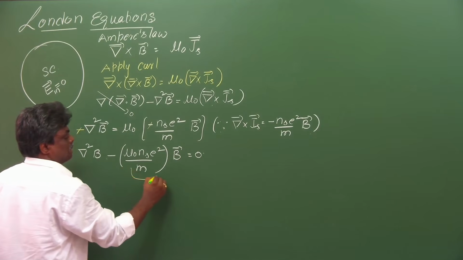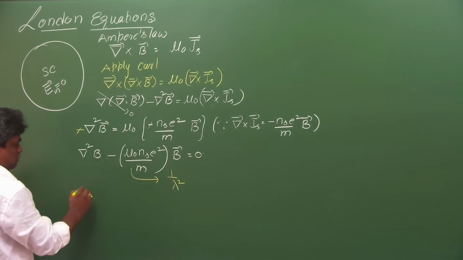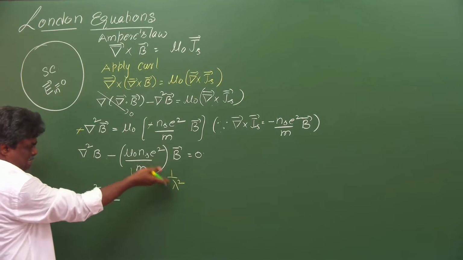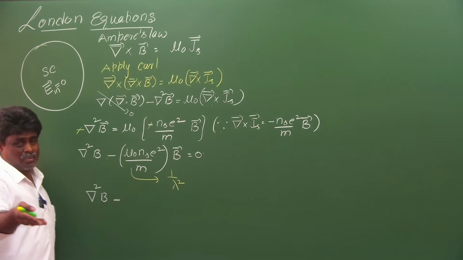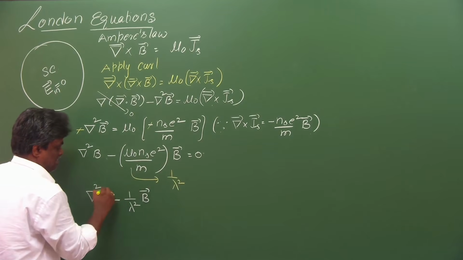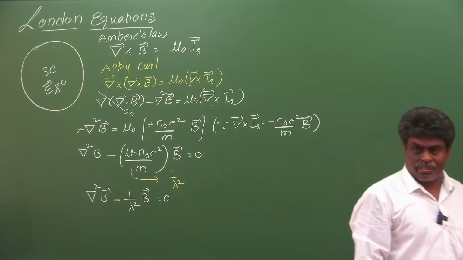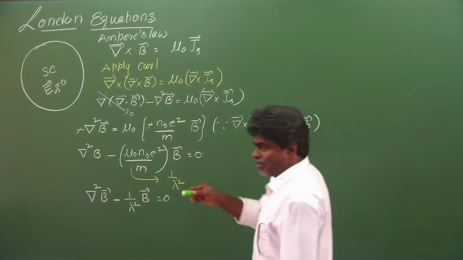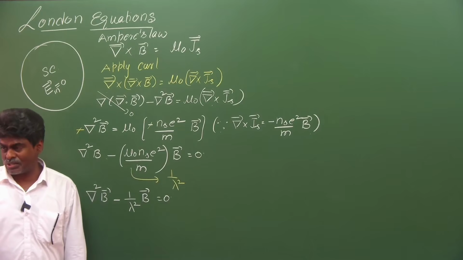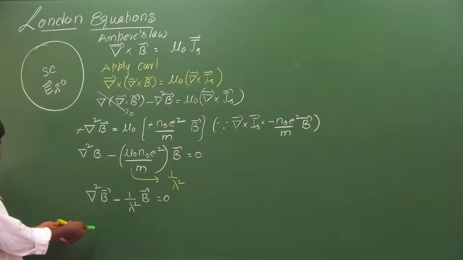Now I am assuming this as 1 by lambda square. I told you yesterday, lambda is the penetration depth. So del square B equal to 1 by lambda square B, that is del square B minus B by lambda square equal to 0. It's quite similar to your Schrodinger equation, del square plus k square, or del square minus k square. For del square plus k square, the solution is sinusoidal. For del square minus k square, it is exponential.